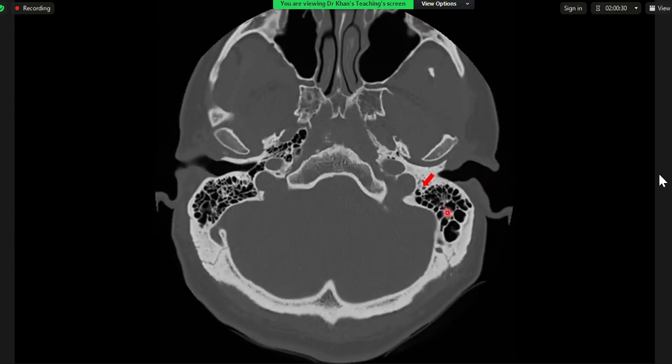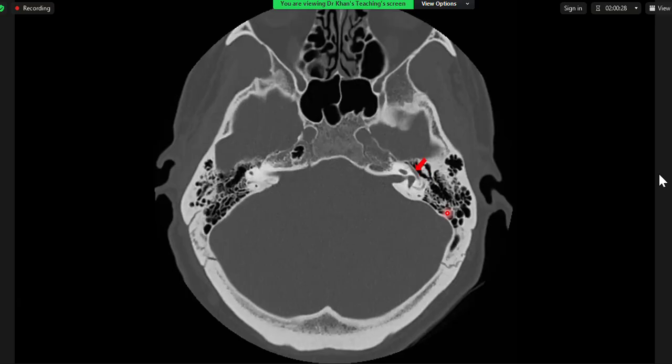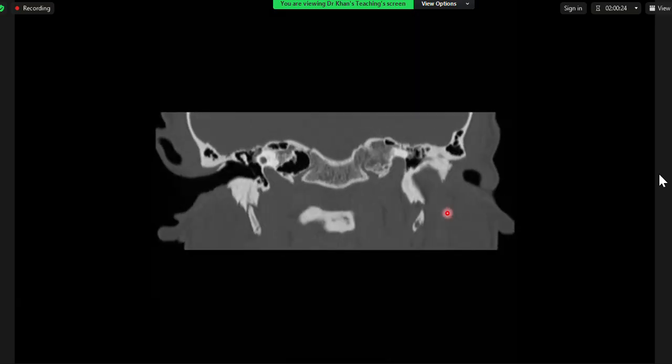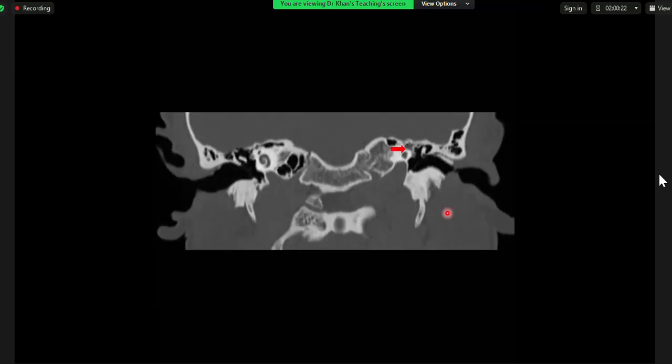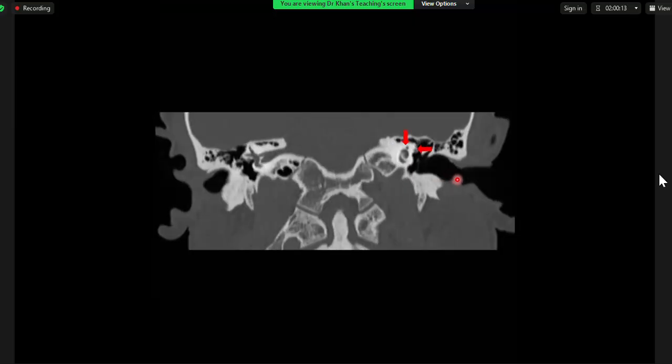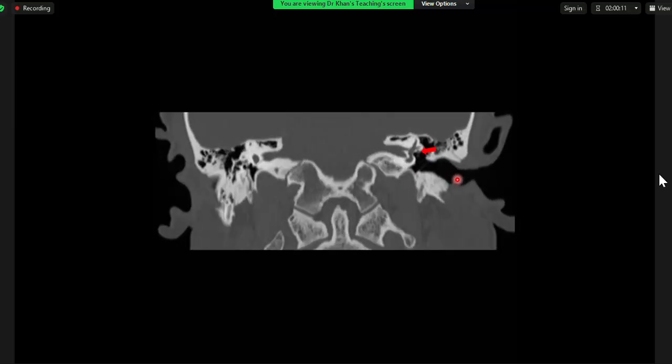So now let's concentrate on the coronal scan. And please remember, those of you who are sitting your part 1 exam, this is classical. Some of these, what I am showing you, are classical for your exam. They will show you the same thing.